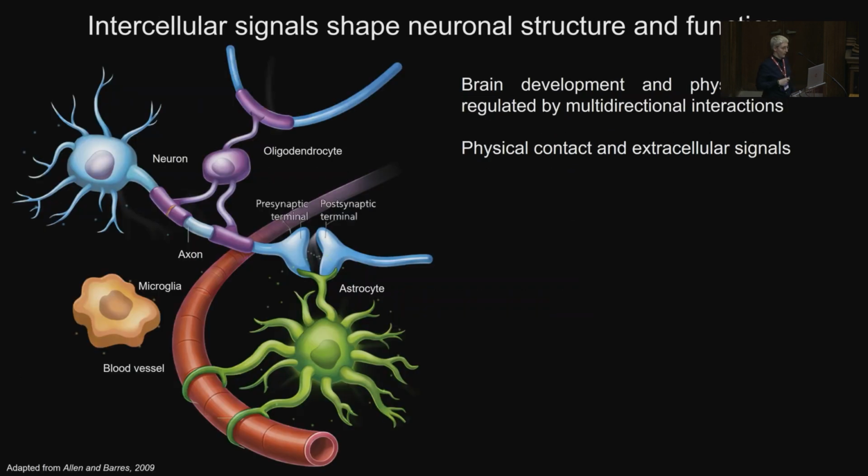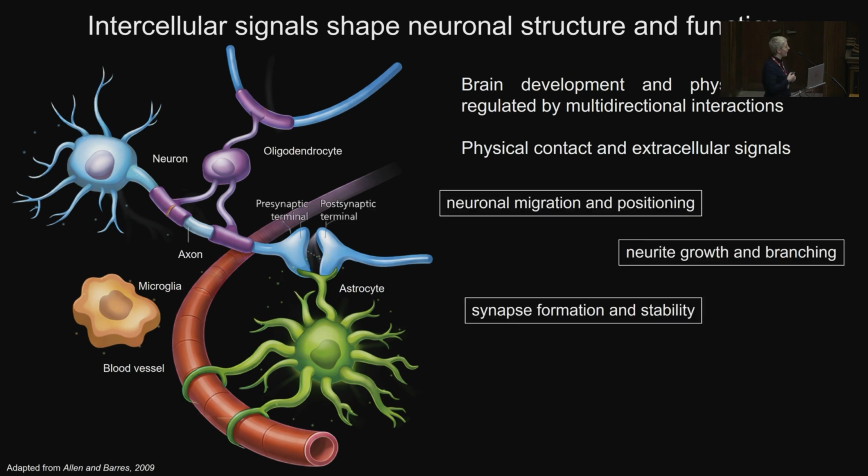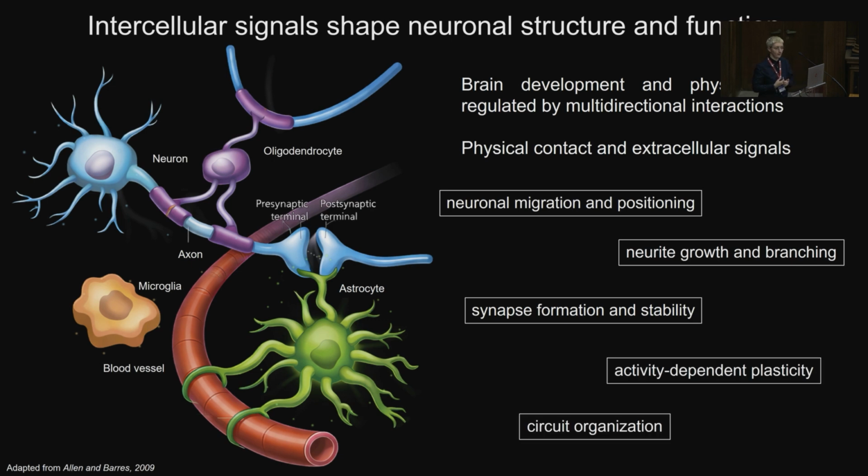And in this framework, it is important to keep in mind that morphology is not just geometry, and in the brain, neuronal structure is shaped by communication with other cell types. This communication, this interaction can be mediated by direct physical contact or extracellular signals, and they have a strong impact on neuronal development, growth, and synapse structure and function.